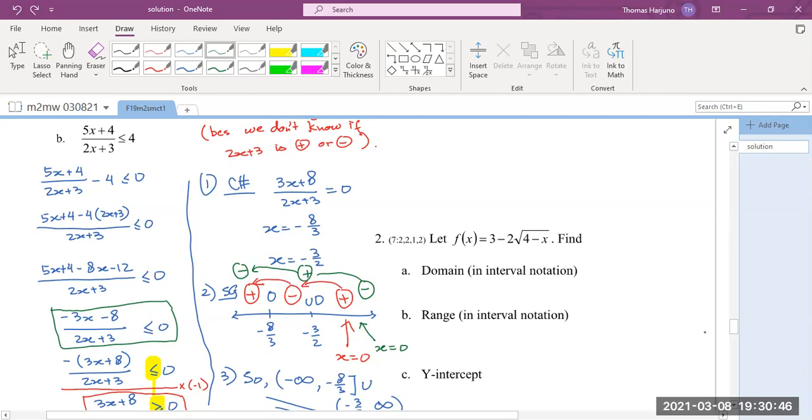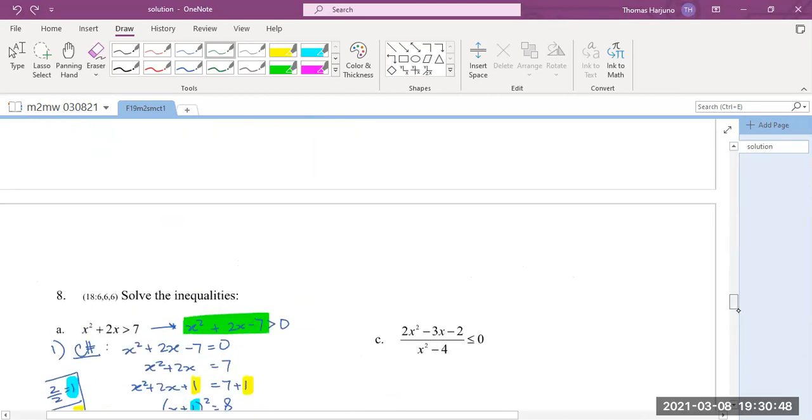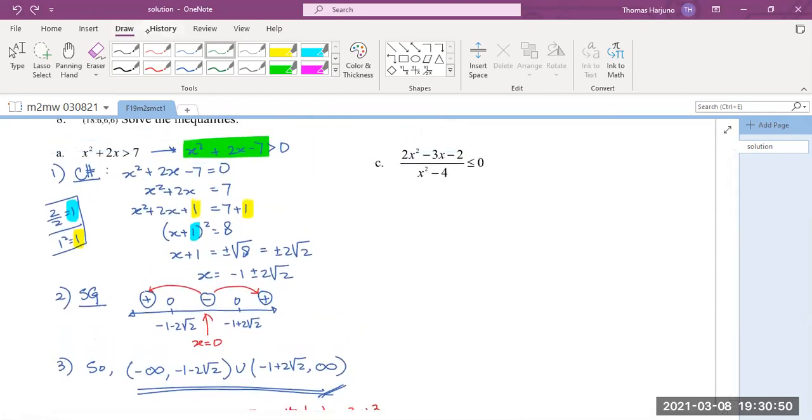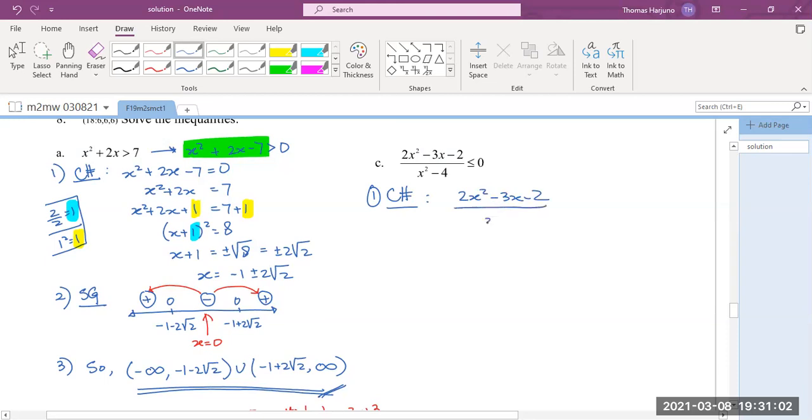Now that's for part B. Let's go on to part C. Part C already has 0 on one side, so I can just go ahead and get the critical numbers. That's (2x² - 3x - 2)/(x² - 4). Set it equal to 0.